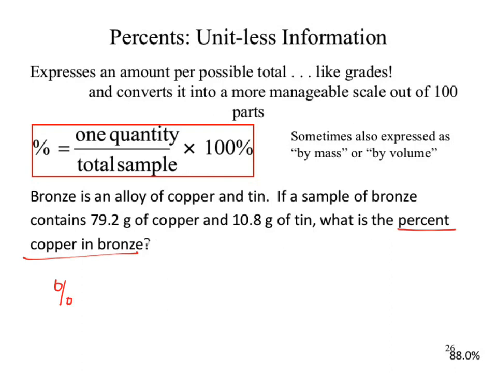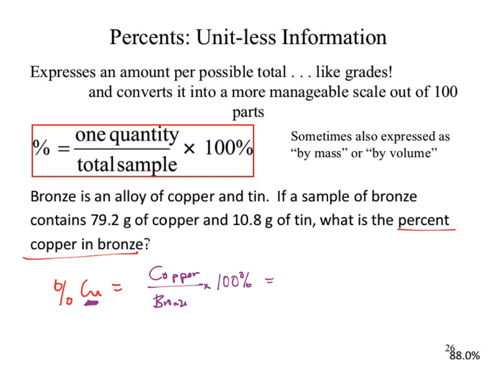So to solve, my percent of copper is going to be equal to the one quantity. What quantity am I going to be looking for? Copper, because that's what I'm looking for. So I want the copper up top. What do I want below? The total sample. The total sample is known as bronze. I almost always forget it with percents, but then you've got to multiply by 100%.